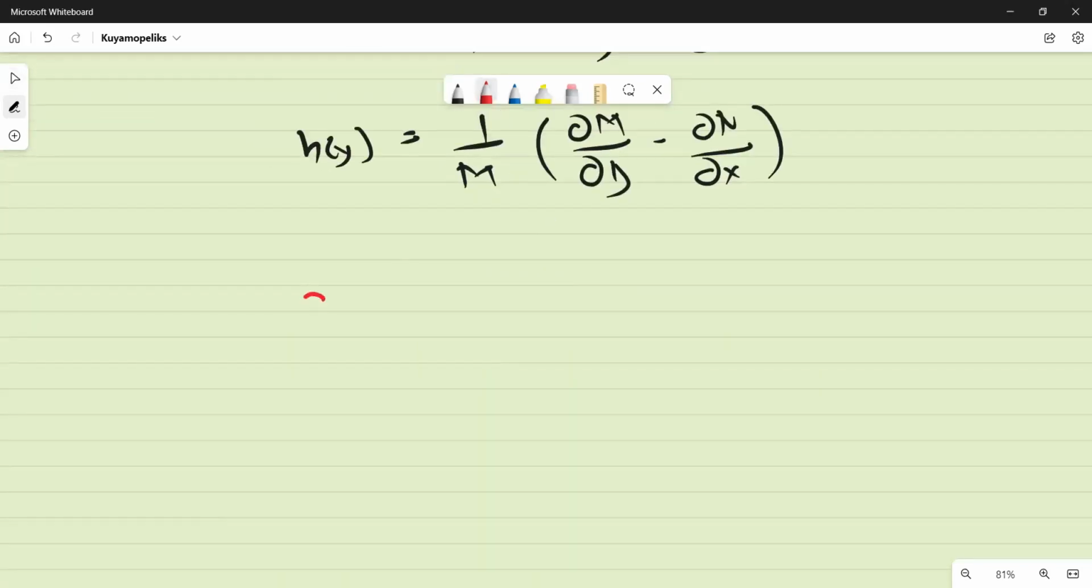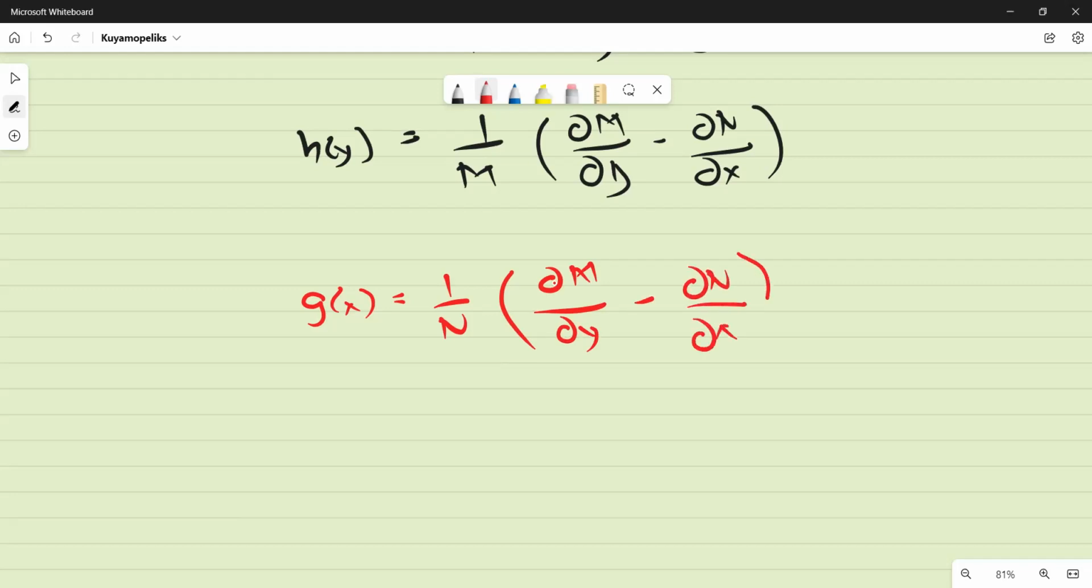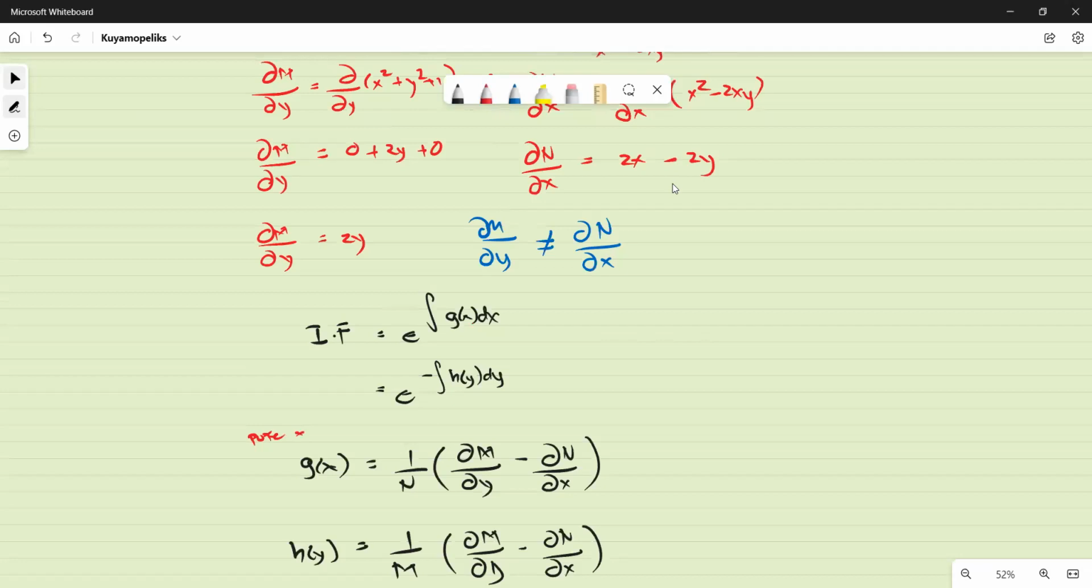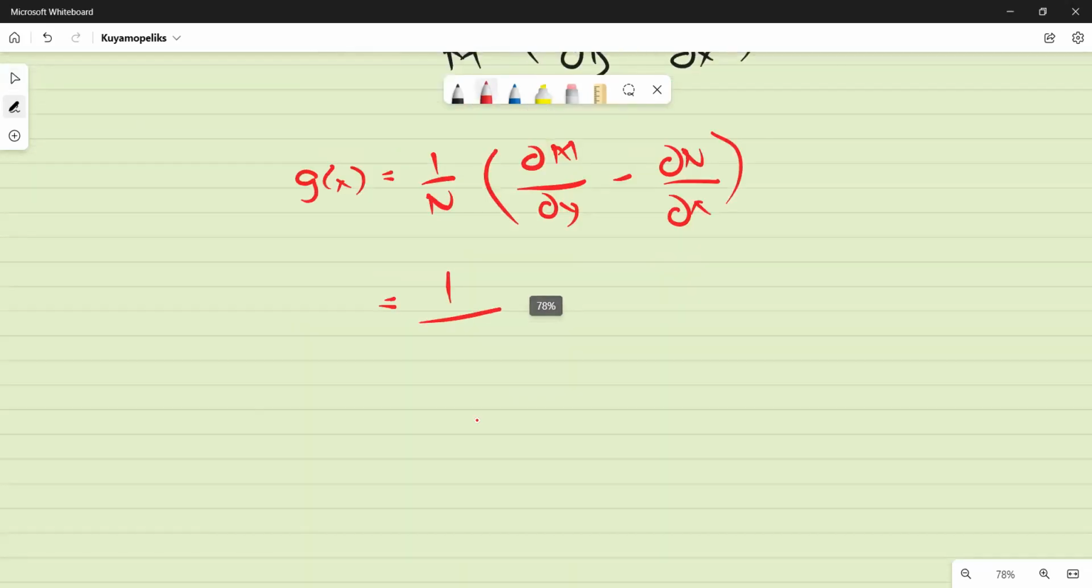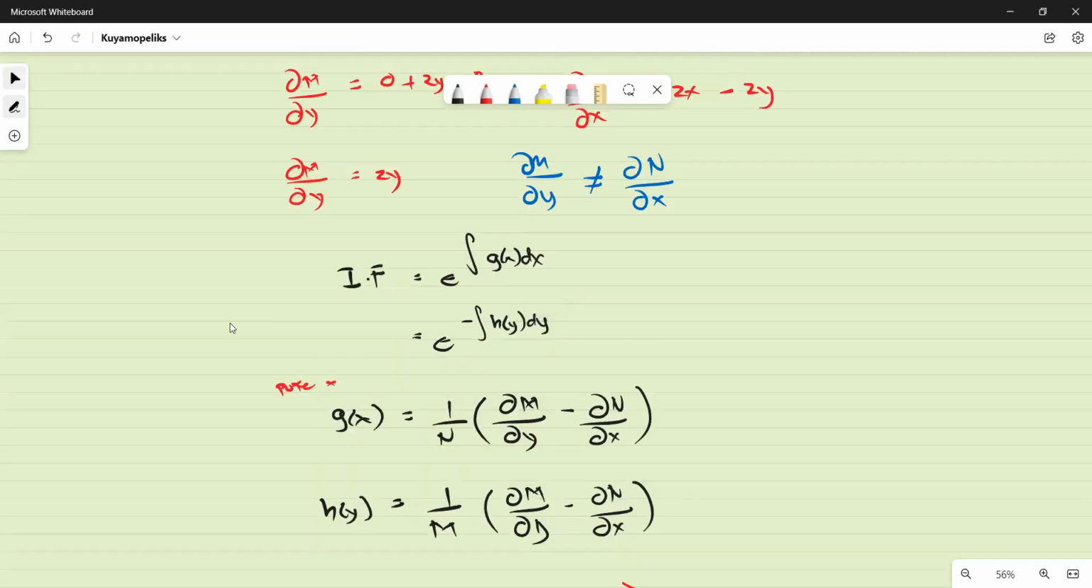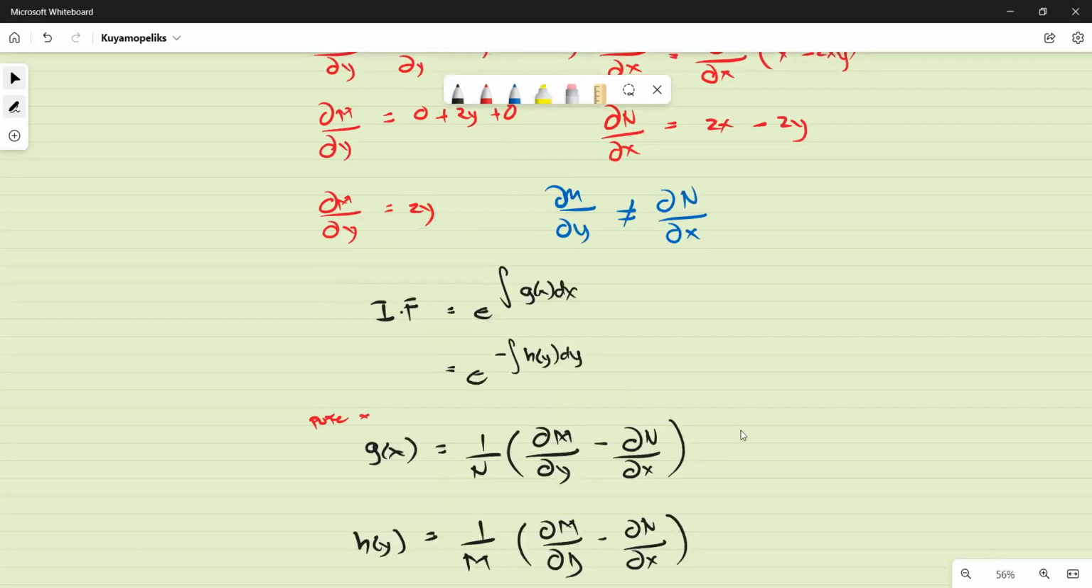So how do we solve for g of x? Let's get the 1 over N quantity, partial of M with respect to y minus partial of N with respect to x. What is our N? Let's go back to the given. Our N is x squared minus 2xy, so that is 1 over x squared minus 2xy quantity. Di ba, we already have the value of partial of M with respect to y? That is 2y.